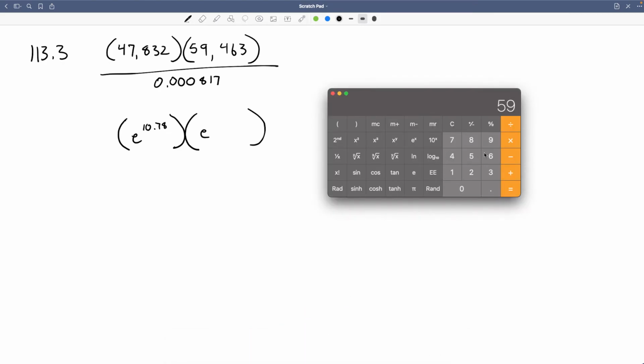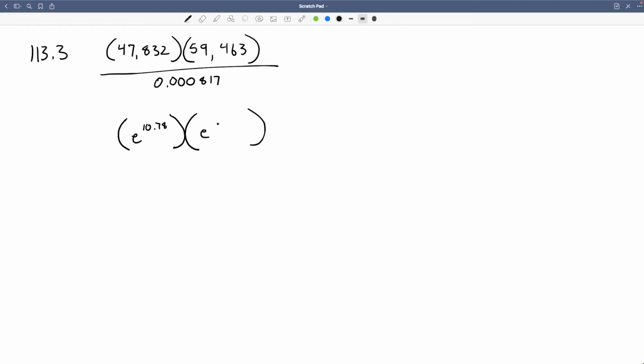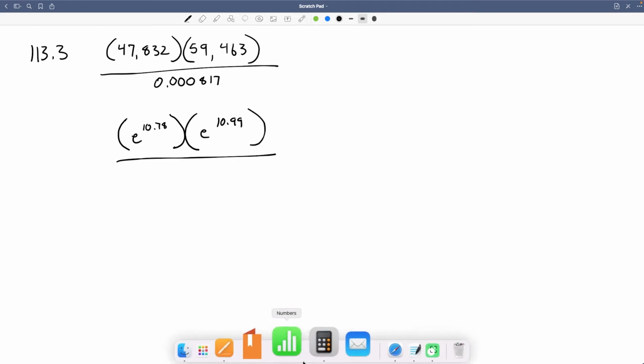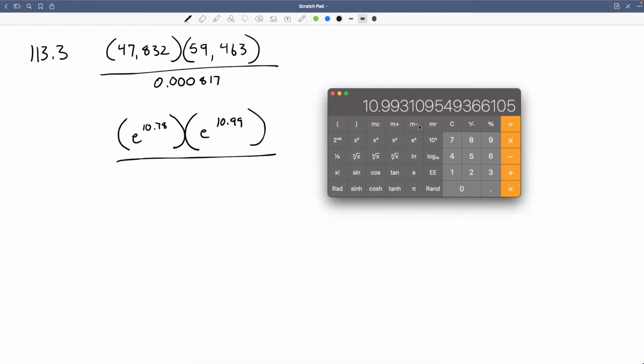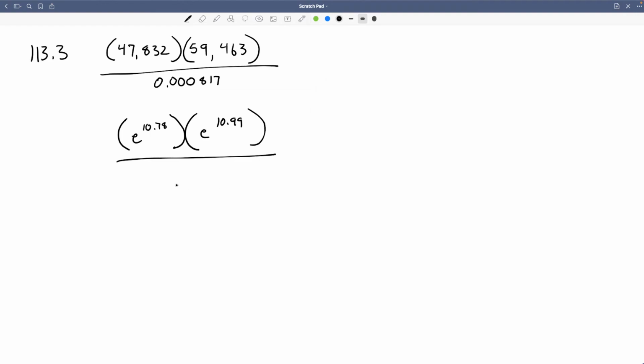So we're going to do 59463 to the e, so 10.99. And we're going to put that over the top of 0.000817 to the e. It's going to be negative 7.11, because it's a 9, we might as well round it up. So it's e to a negative 7.11.